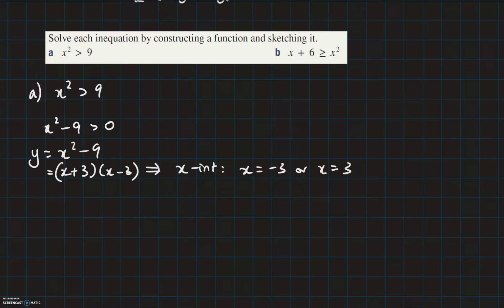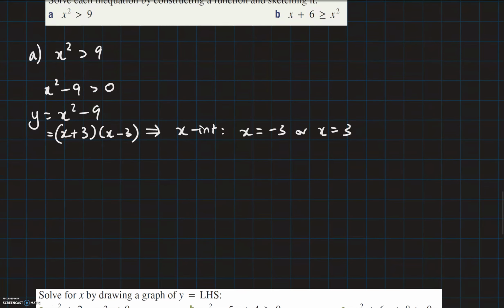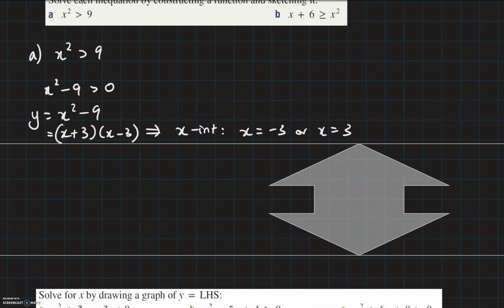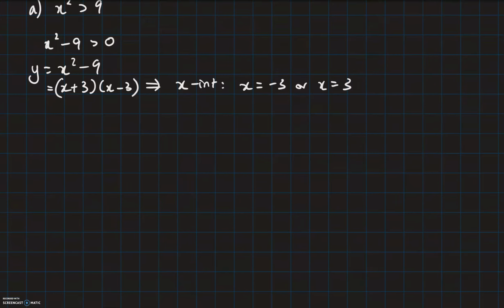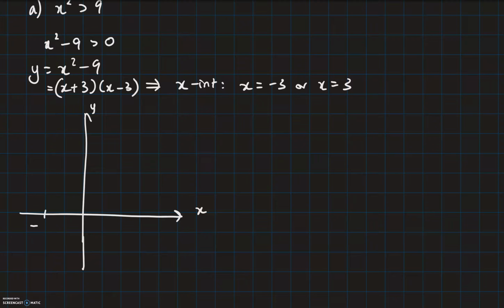Now check the sign. Well, I know that this graph is going to be positive because the sign of x squared is positive. So what I'm going to do is I'm just going to draw my little graph. I've got my y, I've got my x. I don't worry about any of the other features other than my x-intercepts. So I've got -3 and +3. So I'm just going to draw on my little graph here.